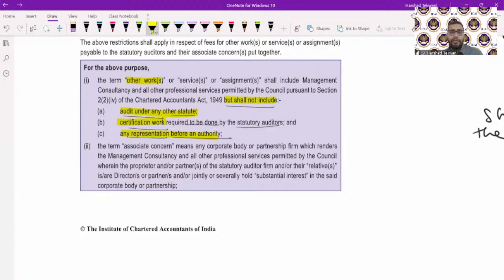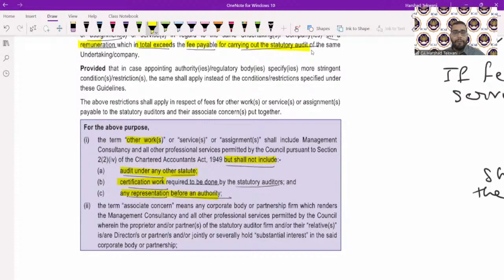Also, this restriction will apply if we are providing services through associate concerns. For example, if there are some associate concerns providing services to the statutory audit client, the associate concern's fees will also be considered. So we need to consider associate concerns also in case of providing service. Any doubt?